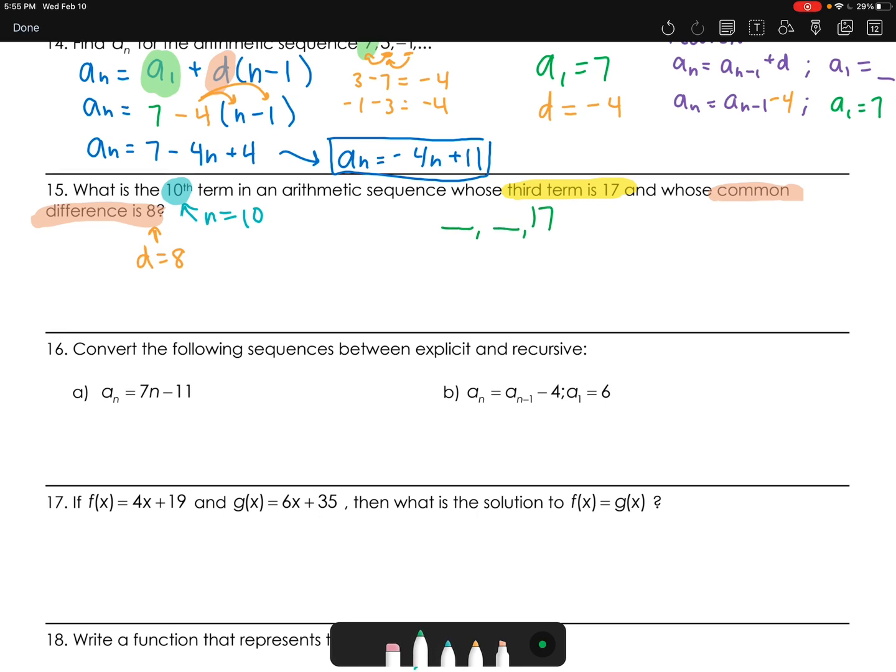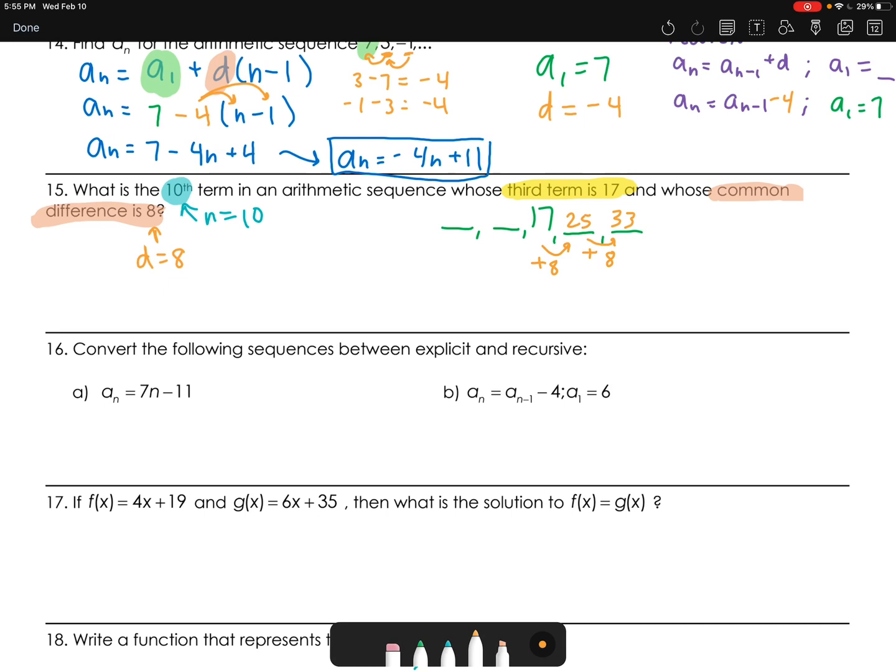If I were to find my next terms, I could just add 10 and go 27, 37. Oh, not 10. Sorry, guys. My common difference is 8. So I'm adding 8, adding 8. So that would be 25 and then 33. Honestly, you could keep counting up to the 10th term since we're already at the 5th. But I want to show you guys the other way to do this as well.